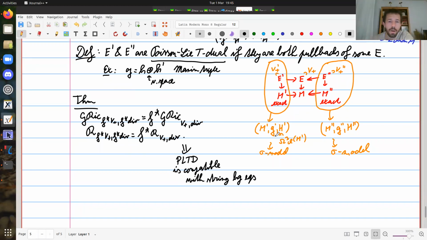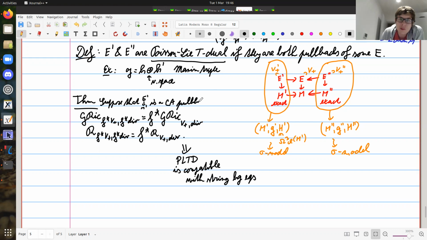Could you say a word about how you pull back divergences, because you said that the pullback depends on the choice of anchor? So here, what I meant is that I didn't write the beginning of the theory. Suppose that you already have a pullback current algebra, so suppose that E prime over M prime is a current algebra pullback. Or sorry, maybe that was not what you were asking. Well, still, I don't see how you define the pullback divergence.